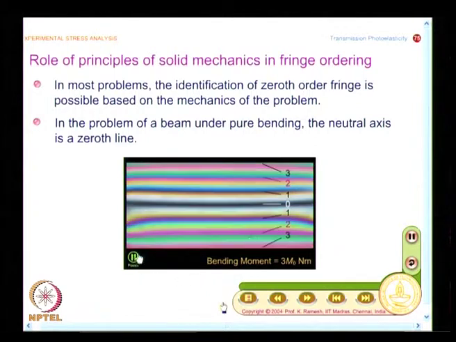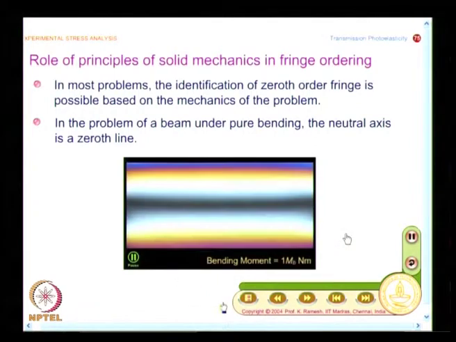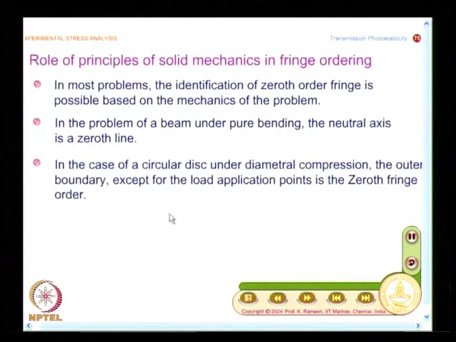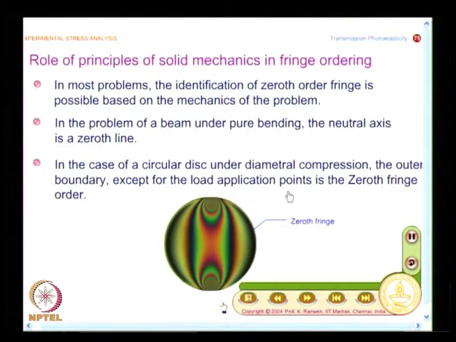And what have we seen in the other case? We also looked at a circular disc under diametral compression. It is again a special case, except for the load application points, you have the outer boundary as 0th fringe order. That is again a special case. Do not confuse the special case with a general rule. So, these turned out to be very simple problems for fringe ordering, very simple.